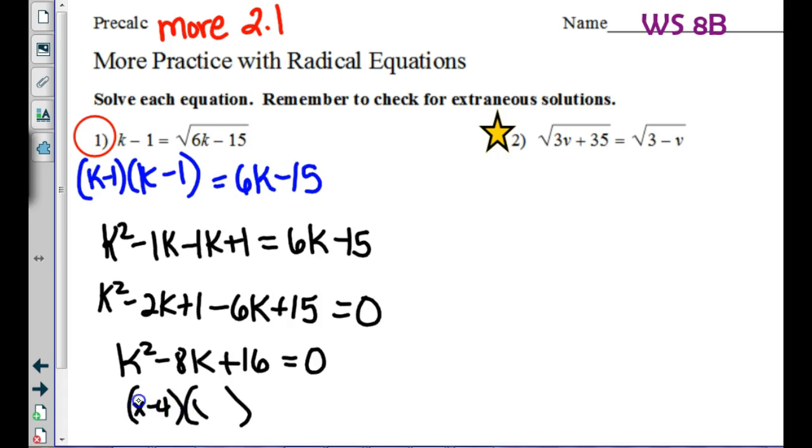K minus, oh yeah, K. I told you I can't write K's. K minus 4 and K minus 4. So we got a solution at K equals positive 4. Now we have to check it though.